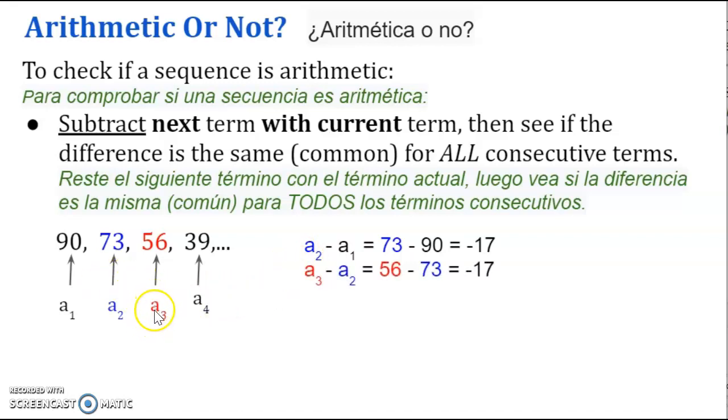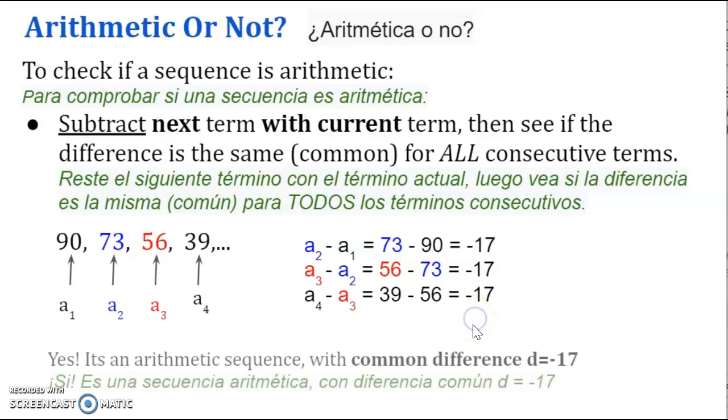A sub 3 minus A of 2, 56 minus 73, is also negative 17, and 39 minus 56 is also negative 17. If one of them is off even just a little bit, by 0.01 or something like that, it is still not an arithmetic sequence. It has to be exactly the same. It can't be just close. It has to be exactly the same for all of them. So yes, this is an arithmetic sequence with a common difference of negative 17.